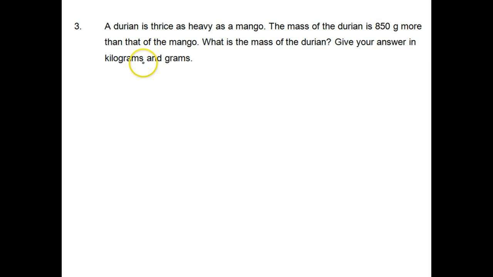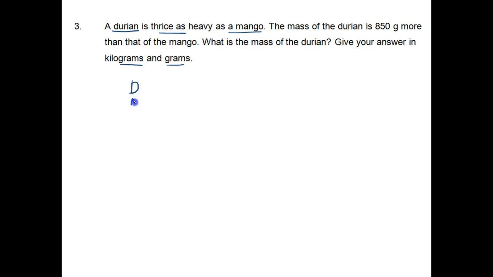Question 3. A durian is twice as heavy as a mango. The mass of the durian is 850 grams more than that of the mango. What is the mass of the durian? Give your answer in kilograms and grams. So I know my durian is twice as heavy as a mango. To help us see this, we either can use our model or ratio. So let's do our model first.